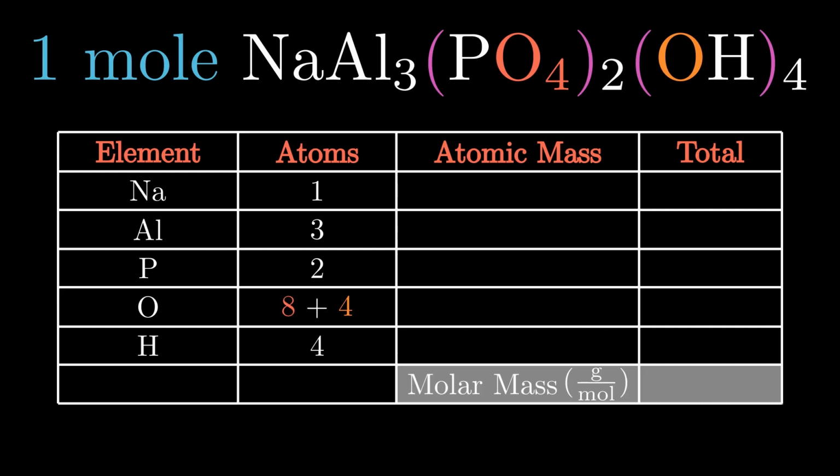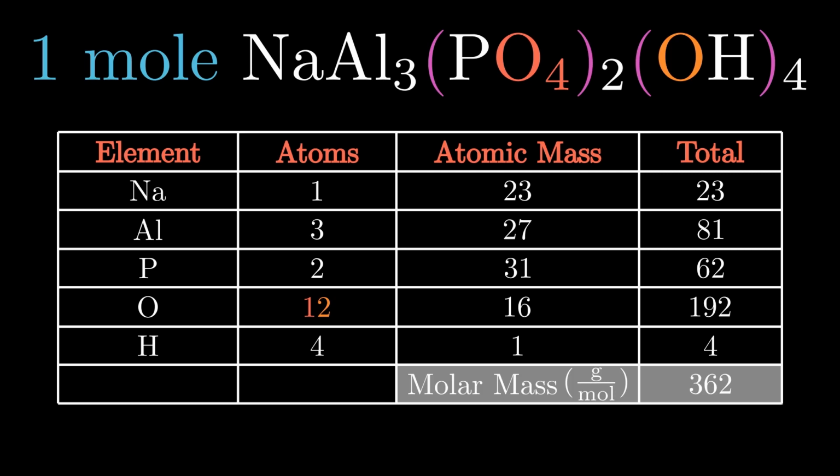Now that all subscripts have been accounted for, it makes sense to combine the oxygen counts to one value. From here, you know everything that remains in order to find the molar mass. And after completing the multiplication and addition steps, the result is 362 grams per mole. Adding parentheses really didn't up the difficulty level too much.